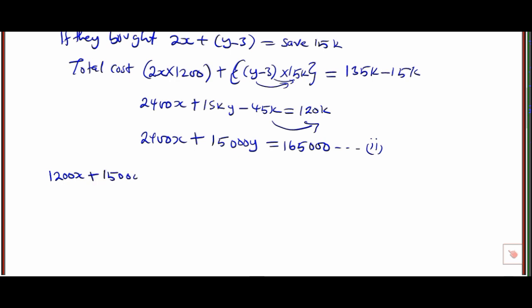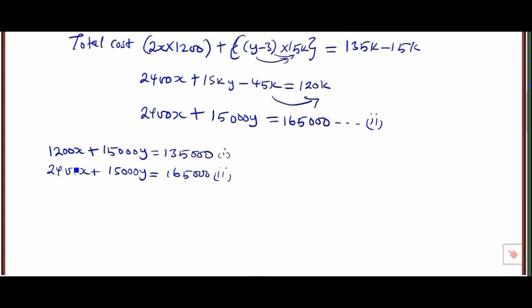1200x plus 15,000y is equal to 135,000. That was equation 1. Equation 2 is 2400x plus 15,000y is equal to 165,000. So that is my equation 1 and my equation 2. So I have two simultaneous equations.